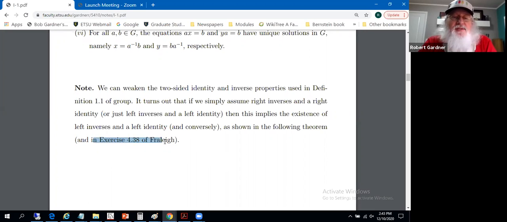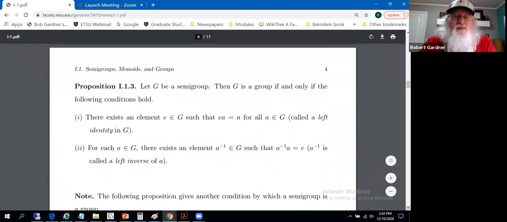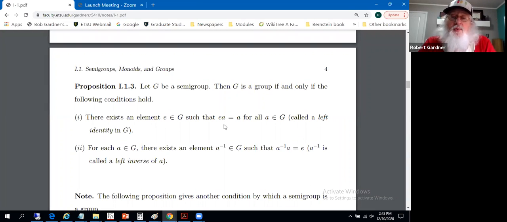This is also an exercise in chapter 4 of the Fraley book. So more specifically, if G is a semigroup, G is a group if and only if the following conditions hold. There exists an element E in G such that E times A equals A for all A. E is called a left identity of G. So there's no multiplication on the right required here. And for each A in G, there exists an element A inverse of G such that A inverse times A equals the identity. And notice there's no requirement that A times A inverse, this commuted, also equals the identity.